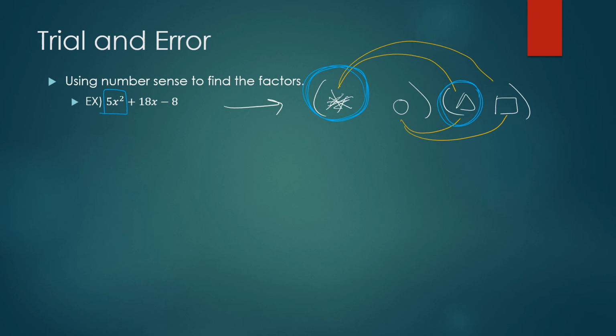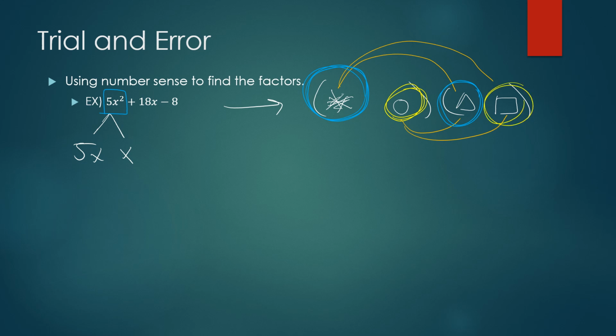Here's where we're using number sense. If the two numbers here, or two expressions here, must give me a product of 5x squared, then my choices would have to be 5x and x. Now, if 5 was a number, say 4, we'd actually have more choices. Consequently, this also happens with the constant term.